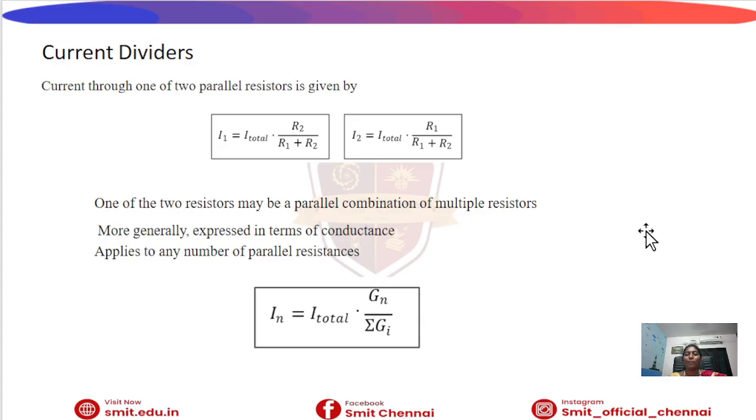We can find the current divider in two different methods. One is the current divider method, and the other is by using conductance values. Here we find that a smaller resistance gives more current and a larger resistance gives less current.